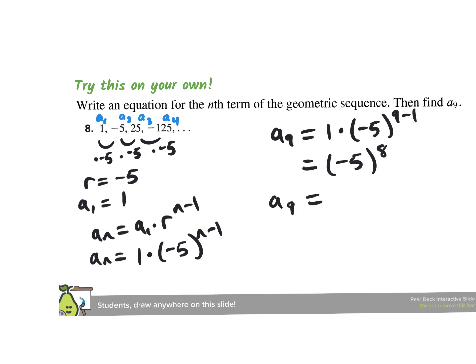So a negative multiplied by itself an even number of times is going to give us a positive value. It'll give us 390,625.